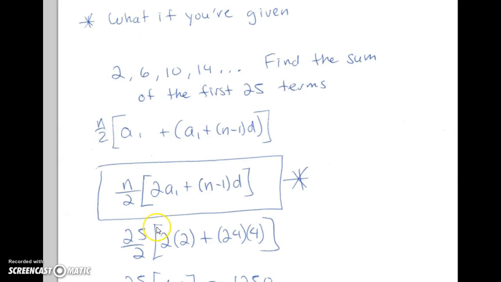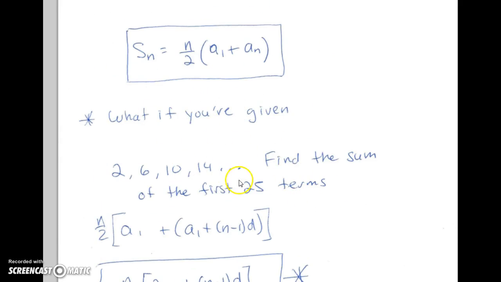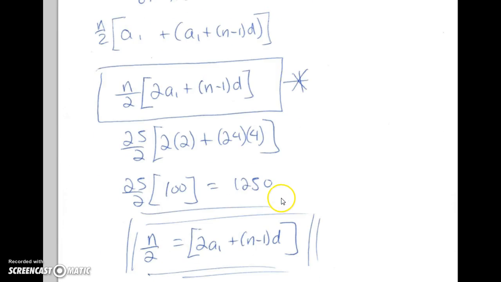Okay, so in this case, we want the sum of the first 25 terms. So 25 over 2 times 2 times the first term, which is 2 times 2, plus 25 minus 1, which is 24, times the common difference, 4. So this is 4 plus 96, which is 100, and 25 over 2 times 100 is 1250. Basically, because 25 times 100 is 2500, divided by 2 is 1250.